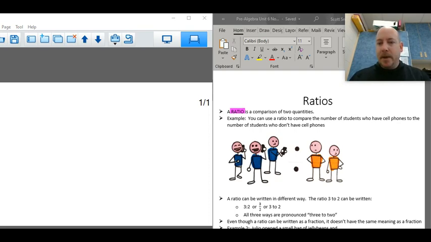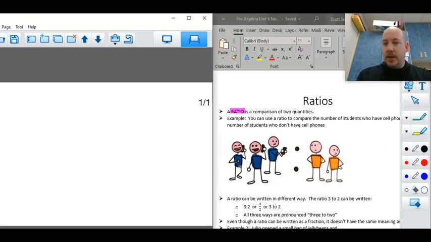I have an example there of some students, so you can use a ratio to compare the number of students who have cell phones to the number of students who don't have cell phones in that picture. So if we look at the picture, we have 3 students there with cell phones and 2 without cell phones. So if I wanted to just write that as a ratio, as a comparison mathematically, there's really 3 ways I can do that.